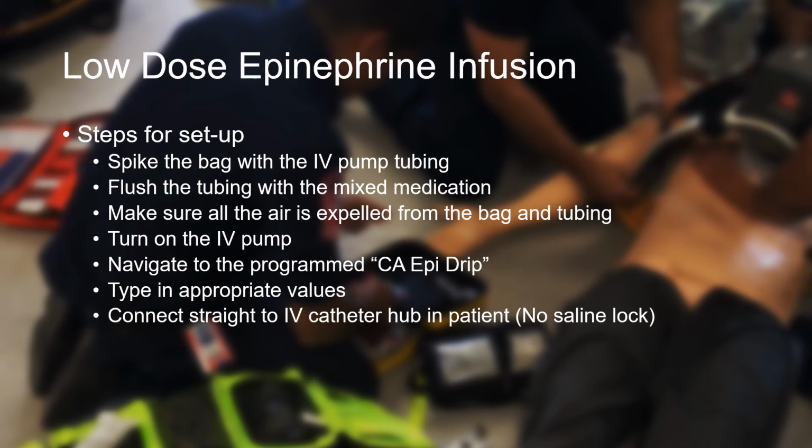Once you have mixed your low-dose epinephrine infusion, your steps for setup are as follows. Spike the bag with the IV pump tubing, flush the tubing with the mixed medication, and make sure that all air is expelled from the bag and the tubing. Turn on your IV pump, navigate to the programmed CA for cardiac arrest, epi drip, type in the appropriate values, and connect straight to the IV catheter in the patient. Do not use a saline lock.